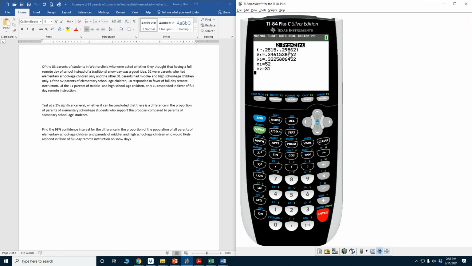Okay. So there's, again, a brief look at the graphing calculator and how to do a hypothesis test of the difference of two proportions, including the confidence interval.